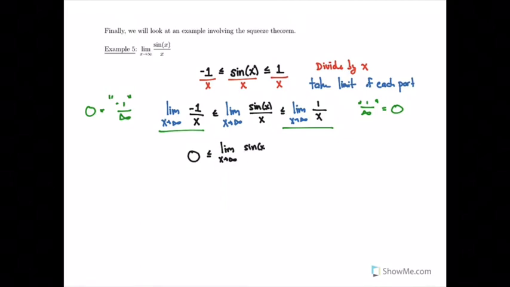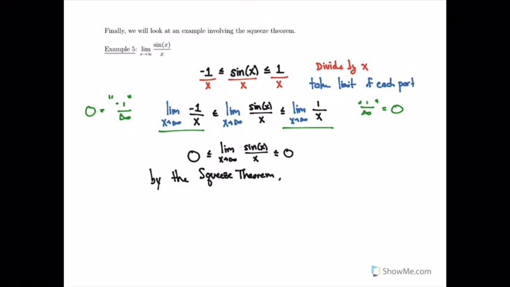Here's our limit that we're looking for. And the right-hand side is 0. And now we know that our answer is going to be greater than or equal to 0, and less than or equal to 0. So by the squeeze theorem, this limit has to be 0. It is forced to be 0.